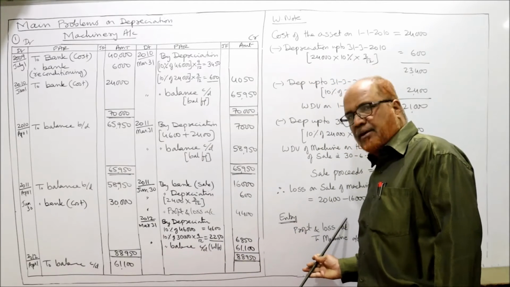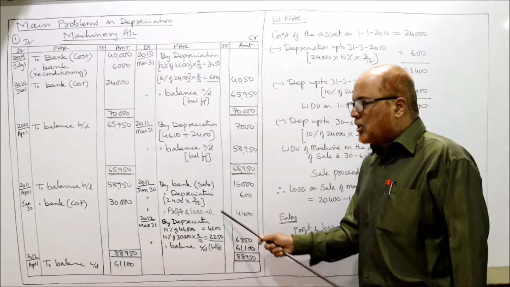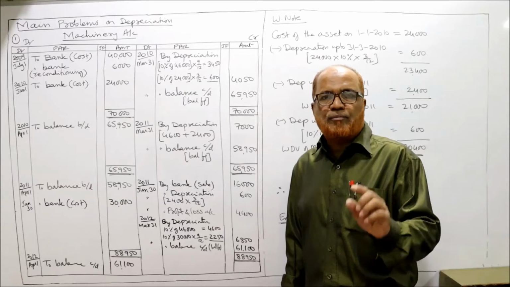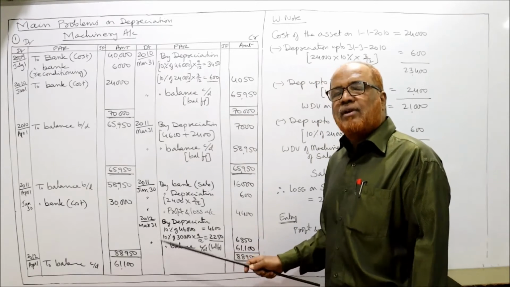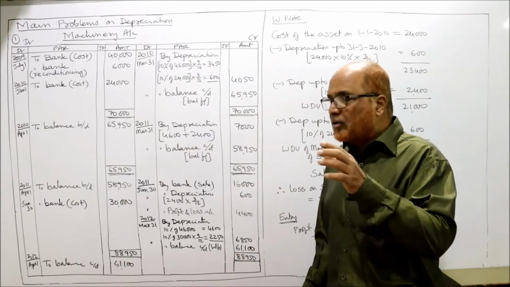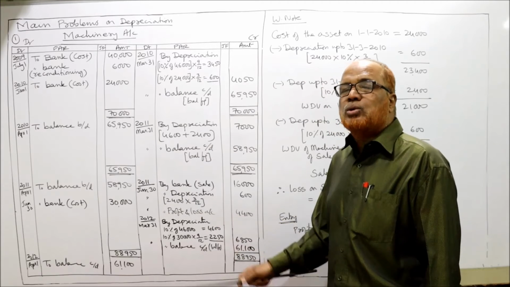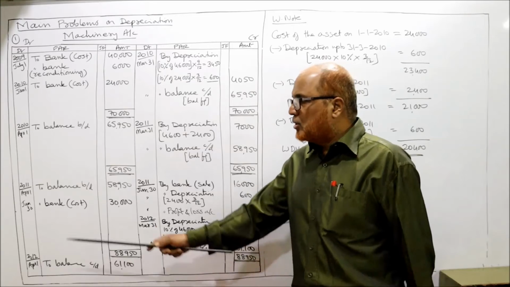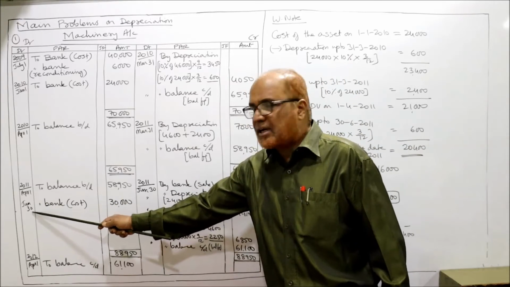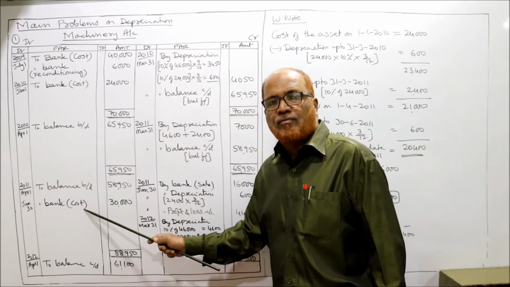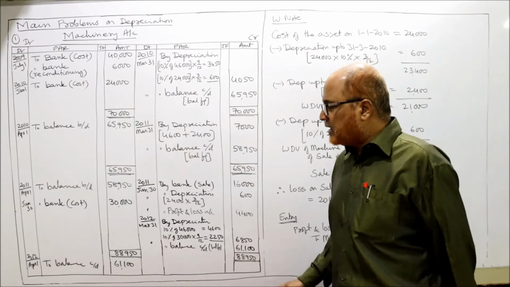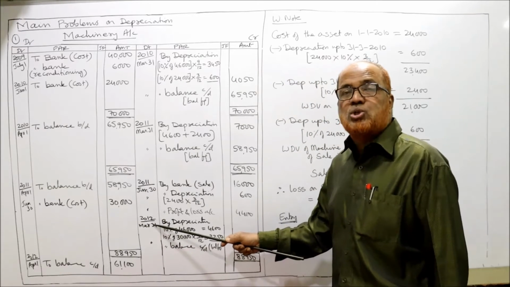Just now we have calculated here. That's it. So these are the 3 entries we have to pass at the time of sale of machine. Over. Now we close the year. On the same date, on 30th June 2011, one more machine was purchased, 30,000. So June 30th, debit side to bank, cost. What is the new machine purchased? 30,000.